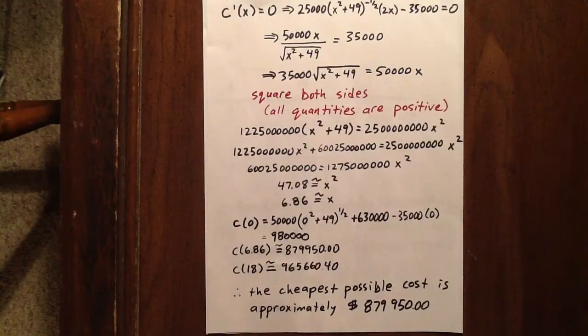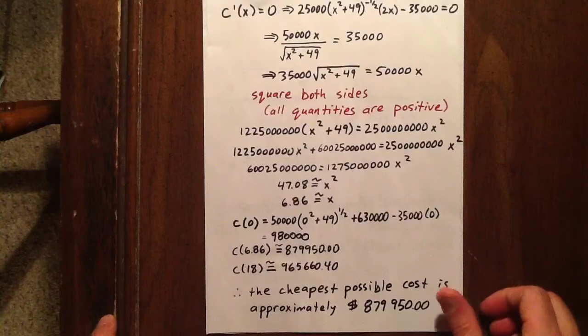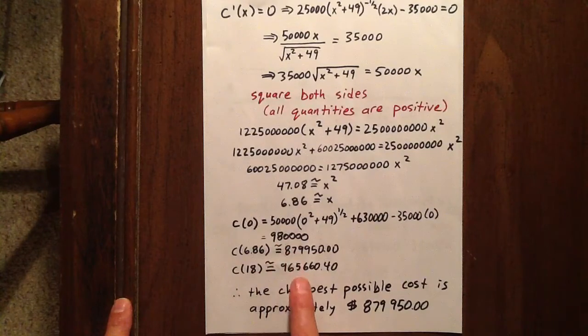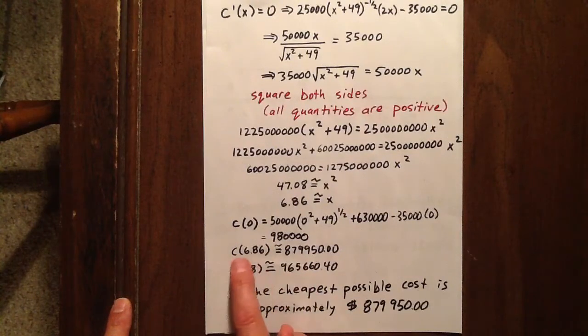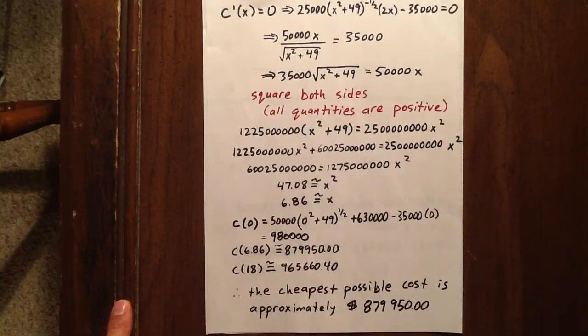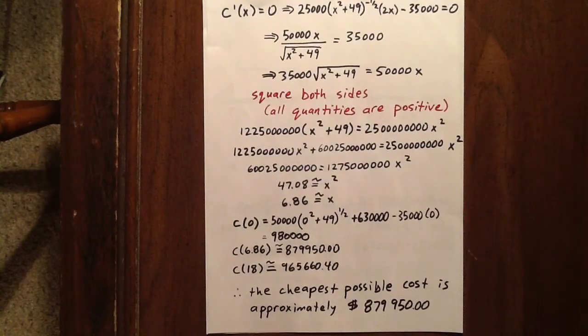So what we're going to do now is go back, think about our original diagram. We're going to let x be 0 or x be 18 and figure out the cost either way. 980,000 or 965,000. And then we're going to let x be 6.86, and we see that if we do that, it only costs 879,000 and change. So that's the minimum cost, approximately $879,950.